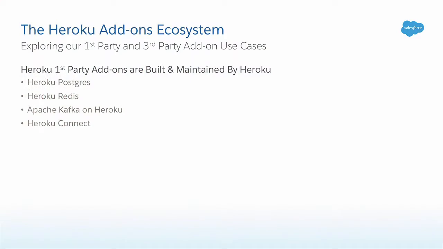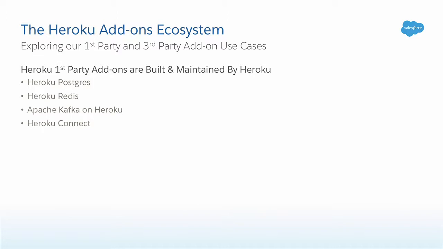Our first-party add-ons, as I mentioned, are built and maintained by Heroku. We have Heroku Postgres, which is a trusted, secure, scalable PostgreSQL database as a service optimized for developers. We have Heroku Redis, which gives you the Redis you love with a more robust developer experience. Heroku Redis lets you gain performance visibility and manage your instances with a powerful CLI.